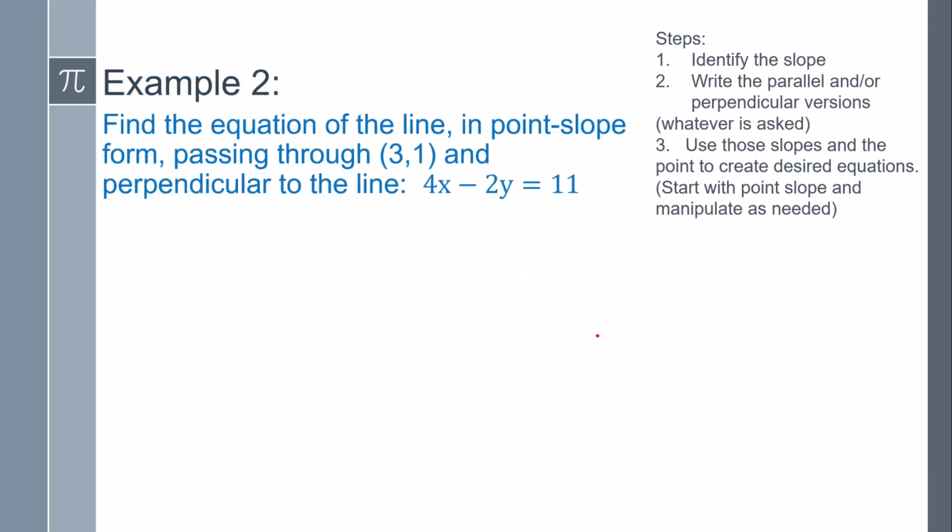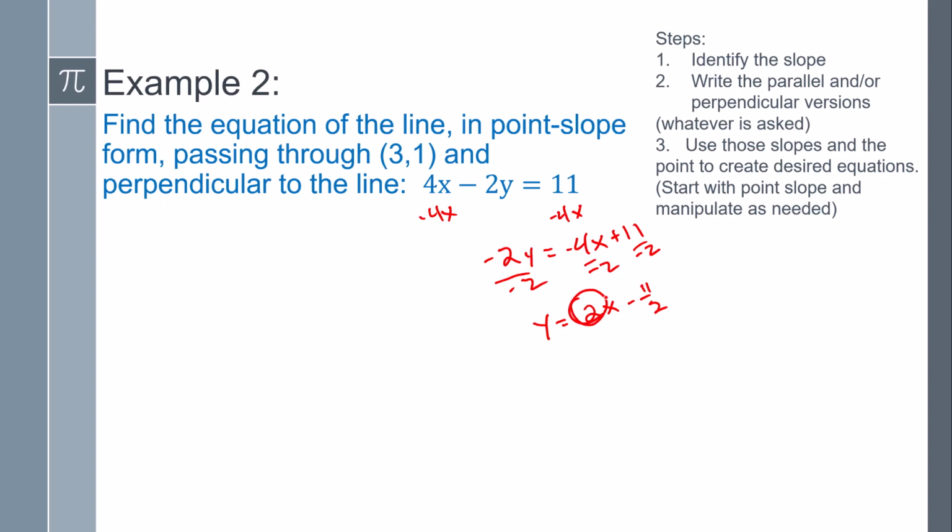Now let's look at perpendicular. So it says same thing, find the equation of the line in point-slope form passing through that point and perpendicular to this line. Well, I don't know what the slope is here. So let's get y by itself. Subtract 4x. Divide everything by negative 2. So y equals 2x minus 11 halves. So my slope is 2.